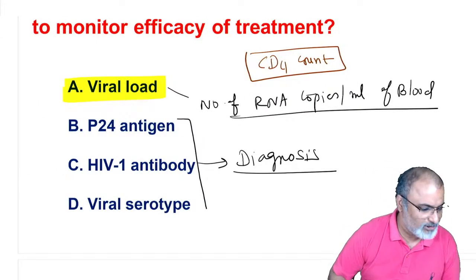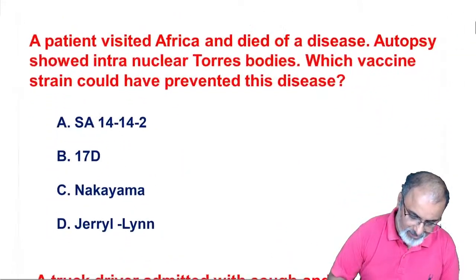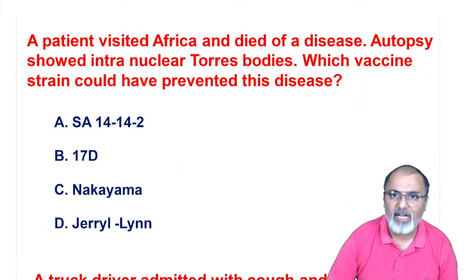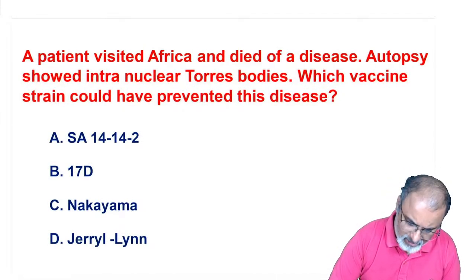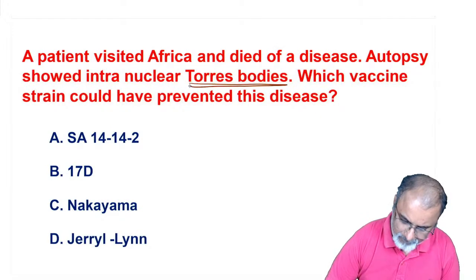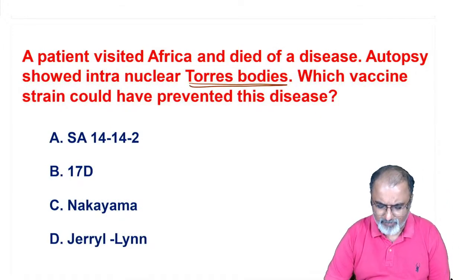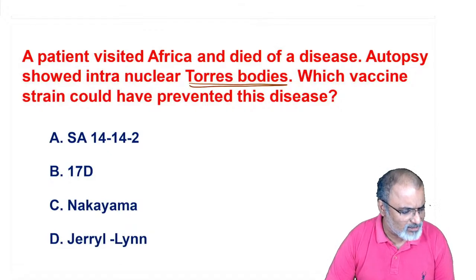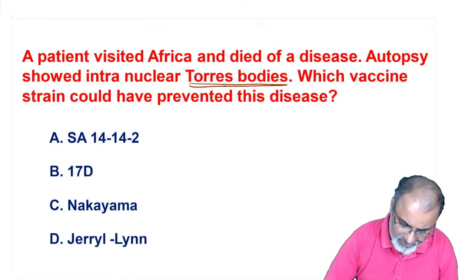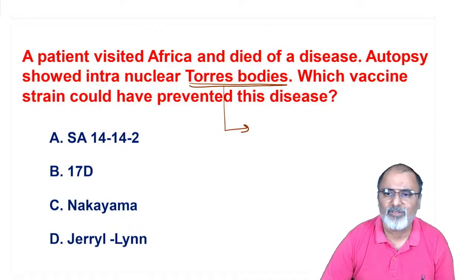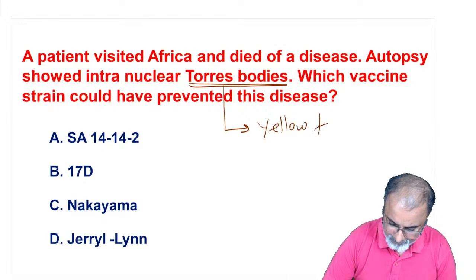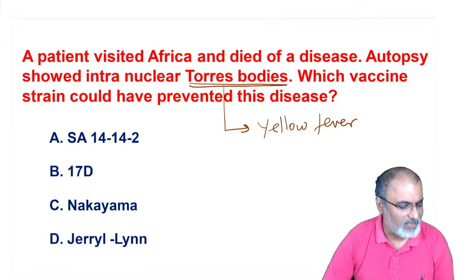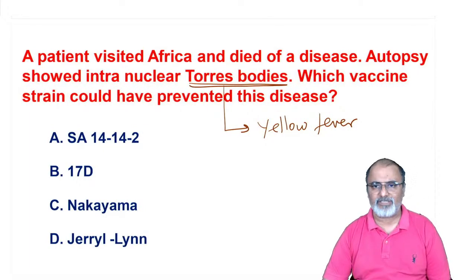Okay. Next question. A patient visited Africa and died of a disease. Autopsy shows intranuclear torus bodies. Which vaccine strain could have prevented the disease? Torus body is nothing but intranuclear inclusion body, specially seen in yellow fever virus. Yellow fever produces torus bodies.